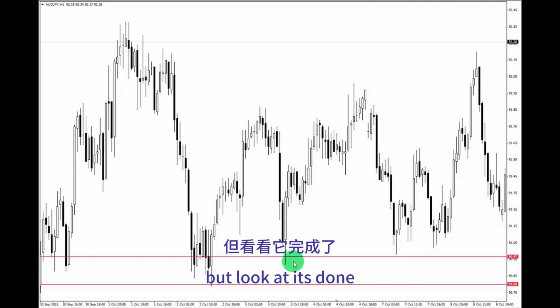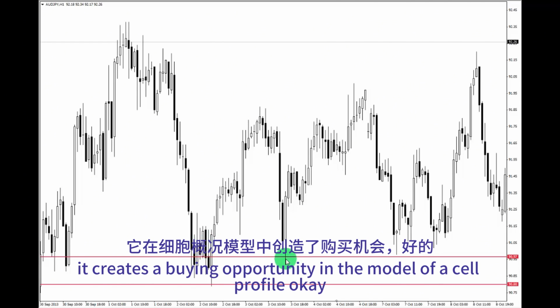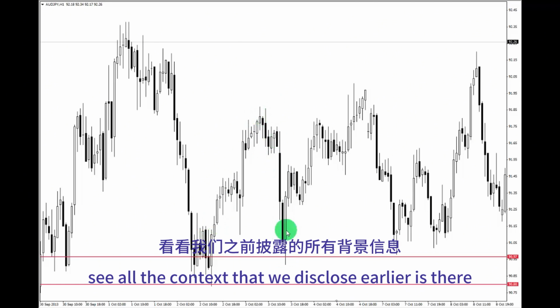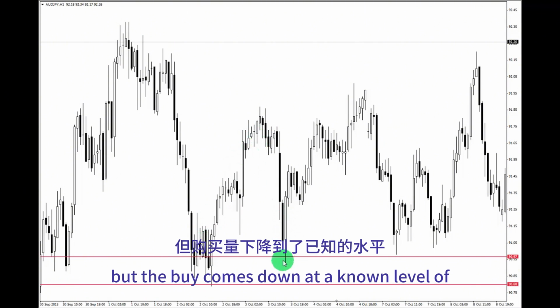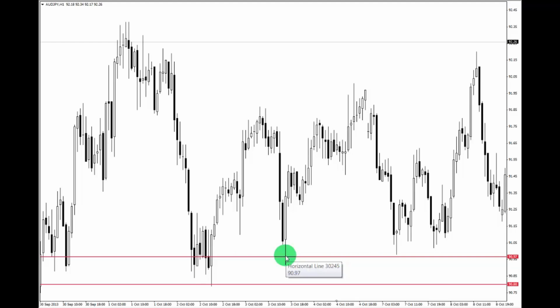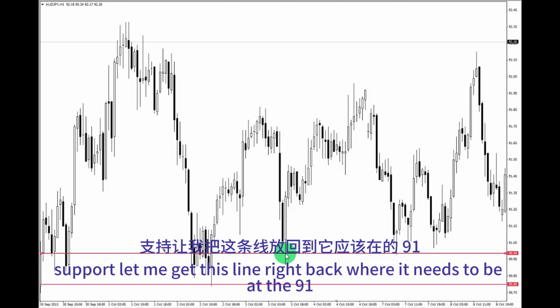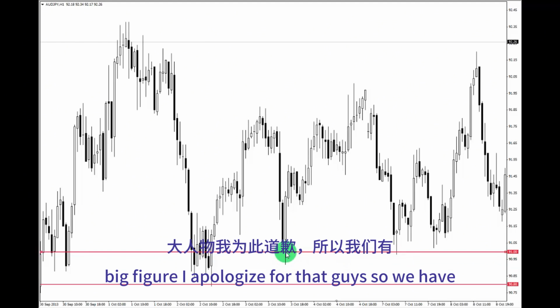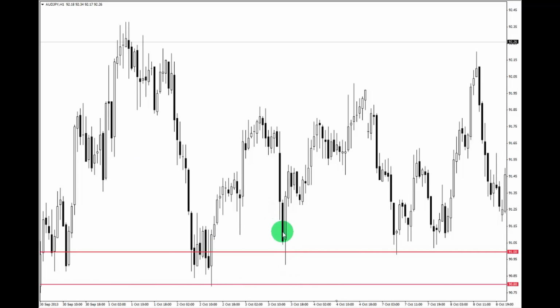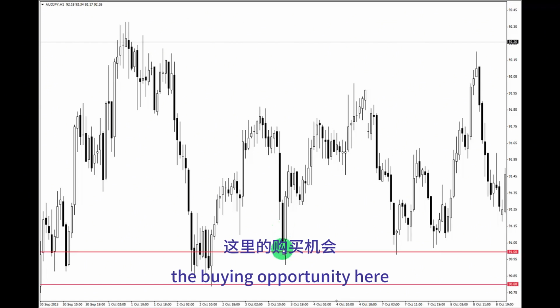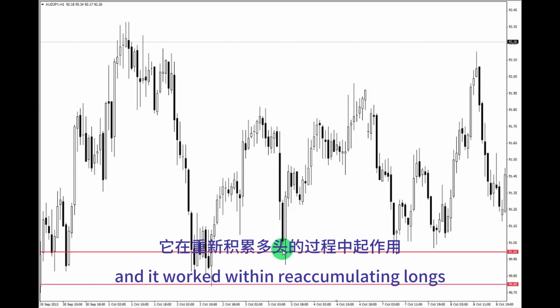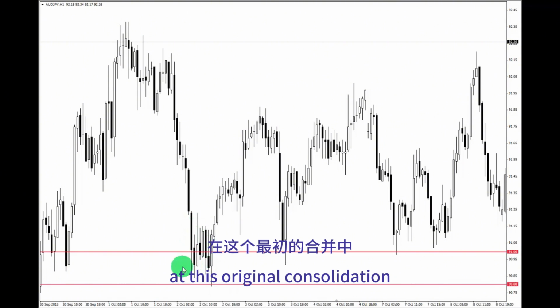But look what it's done. It creates a buying opportunity in the model of a sell profile. All the context that we disclosed earlier is there, but the buy comes down at a known level of support. Let me get this line right back where it needs to be at the 91 big figure. I apologize for that, guys. So we have the buying opportunity here, and it worked within reaccumulating longs at this original consolidation.